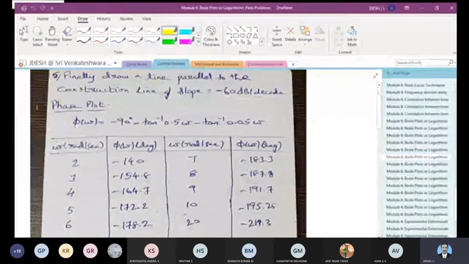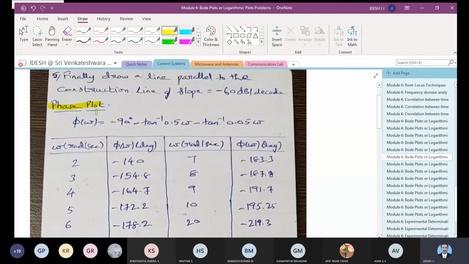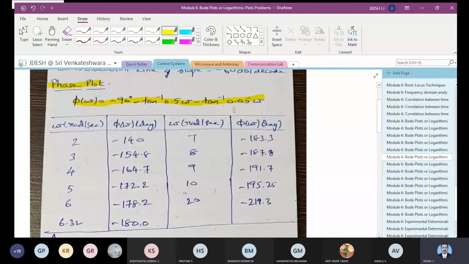So for the phase plot, you have to write down the equation phi of omega is equal to minus 90 minus tan inverse of 0.5 omega minus tan inverse of 0.05 omega, and then for each value of omega. These values are assumed, okay, 2, 3, 4, like this. These values are assumed till 20. We have assumed some values, and corresponding to them the phi value has to be found. So you need to find the phi value for the corresponding omega.